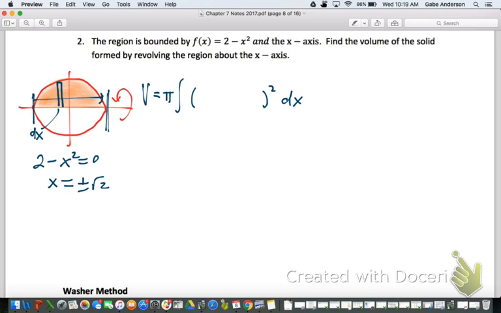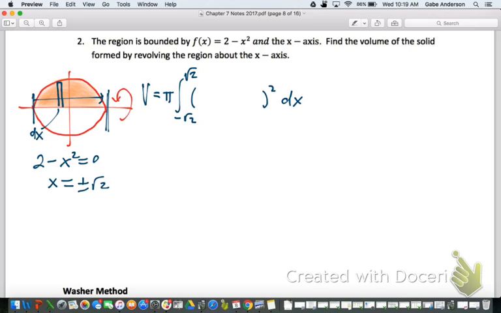So that is valid, right? Why would you set it equal to 0 to figure this out? Yeah, because the x-intercepts, right? That's where this region starts and stops. So I'll put negative root 2 to positive root 2 right there.